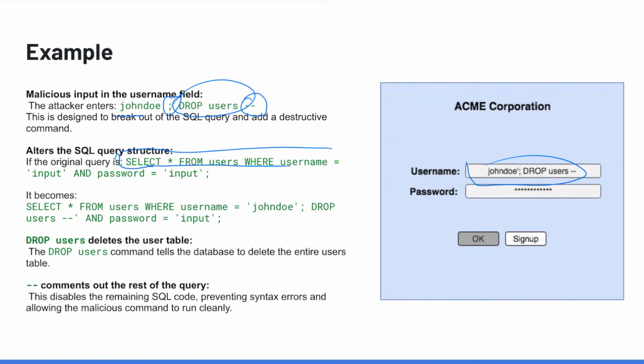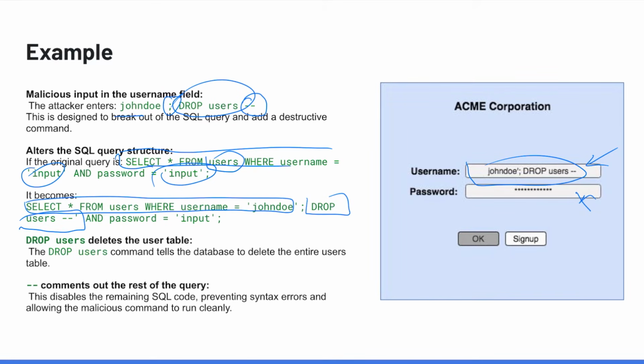So this might be the query where we want to get some user where the username is whatever is in here and whatever is in here. Right here, input and input are just examples. But then when we have this command, it becomes this, right? So we might try to get a user where the username is equal to John Doe, but then also we're going to have drop users, right?